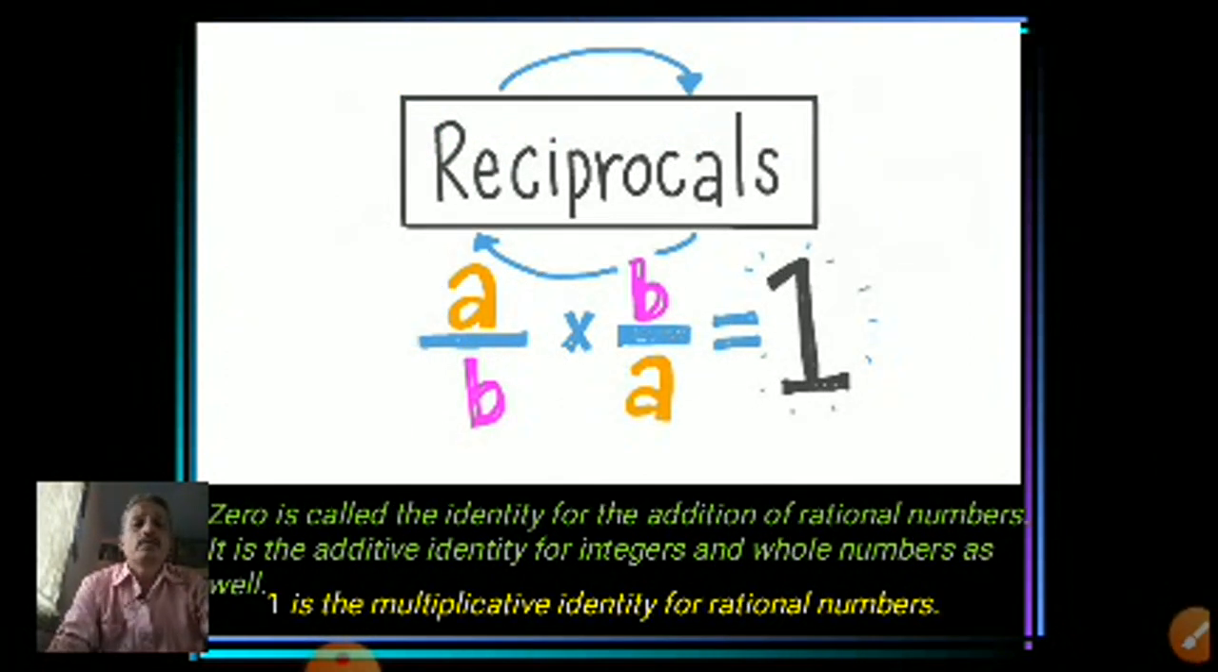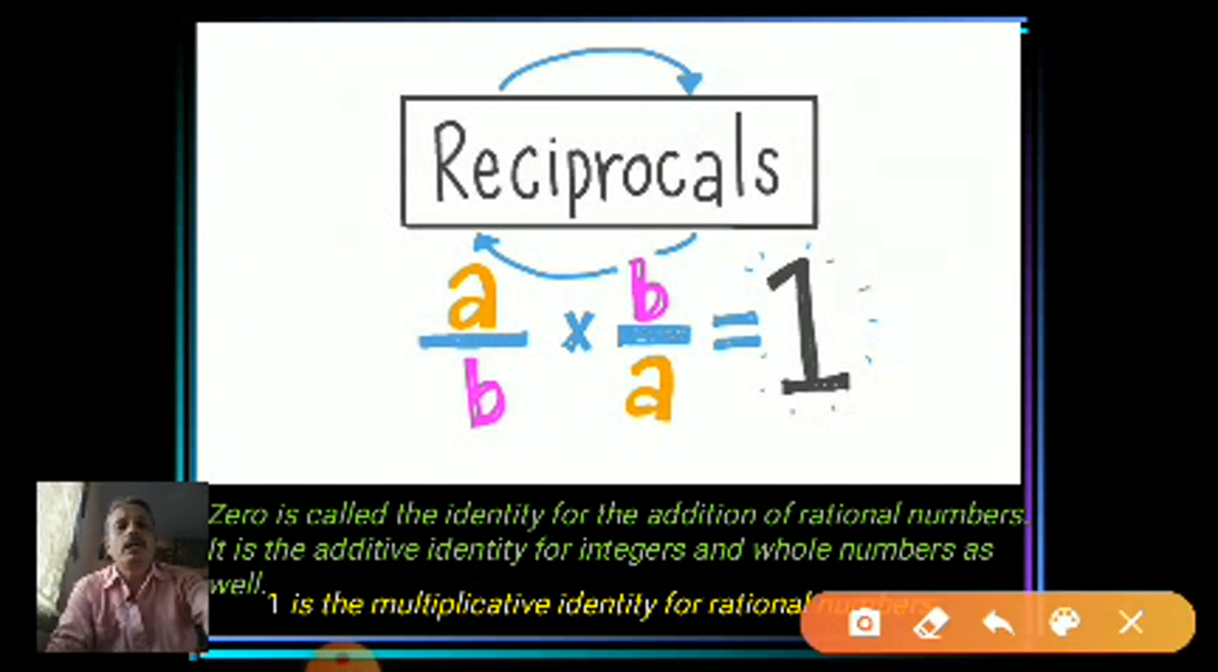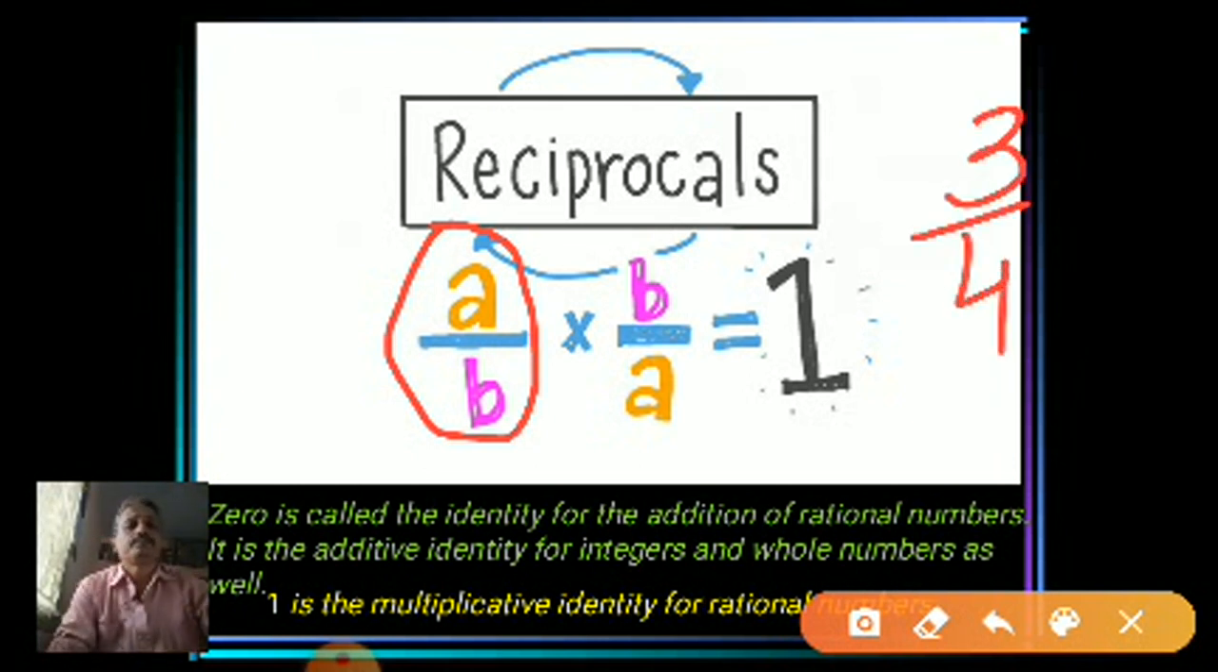A little more about the reciprocal. Students, see here, I am writing one number, a upon b. Suppose I am writing 3 upon 4. What is the reciprocal of 3 upon 4? Very easy. You have to make the numerator the denominator, and the denominator the numerator.